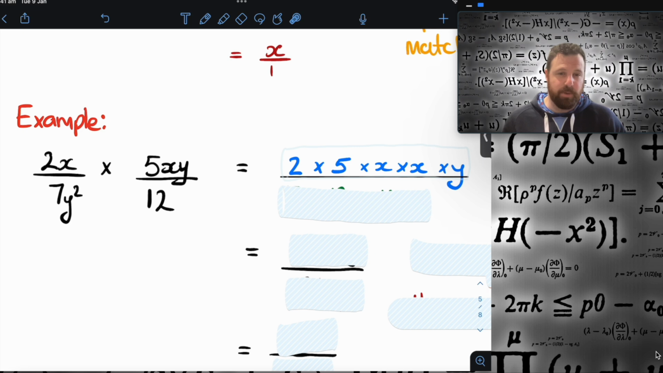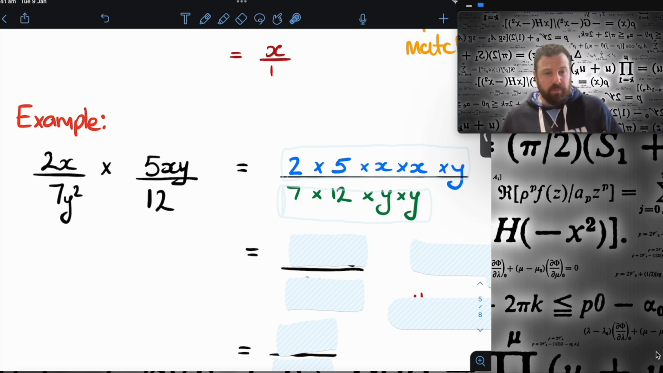Do the same thing to the denominators. 7y squared times 12. Remember that y squared is actually y multiplied by y. So I've got 7 times 12 times y times y, again leaving the powers out of it until the very end. Now I know that 2 times 5 is 10, so I have 10xxy. And 7 12s are 84, so I have 84yy.